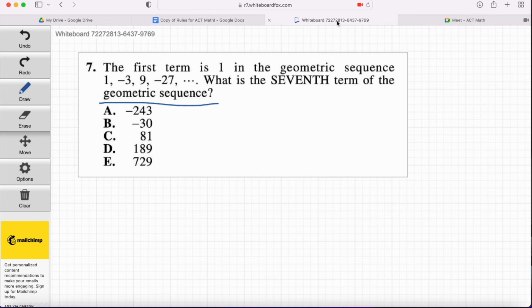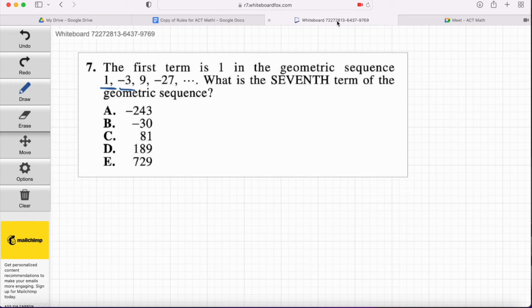Okay, so let's go back to the question here. We've got these numbers in this sequence, and consecutively, we're multiplying all of these terms by the same number. We're starting with 1, right? It's the first term in the sequence. So we're multiplying that by some number that gives us -3.